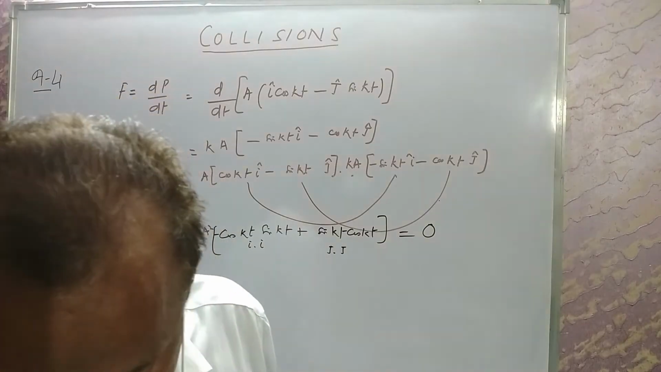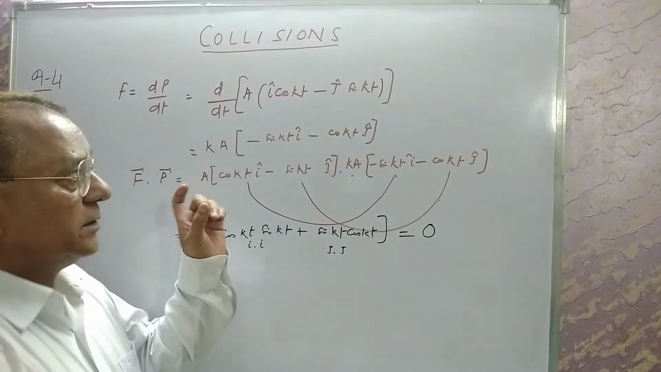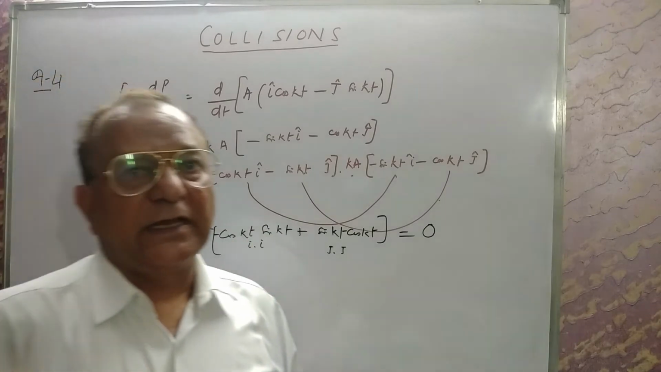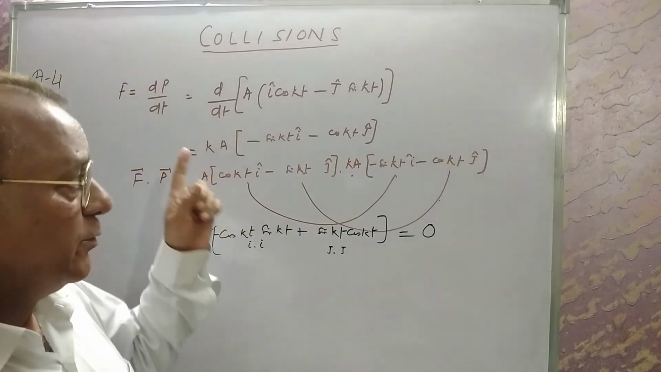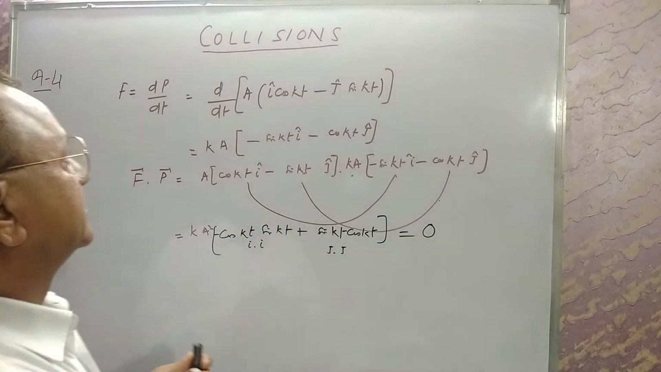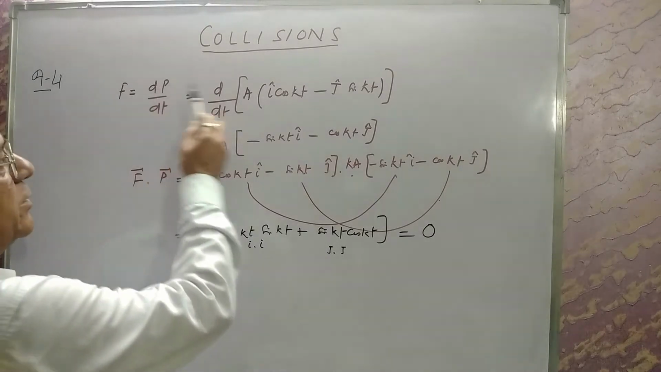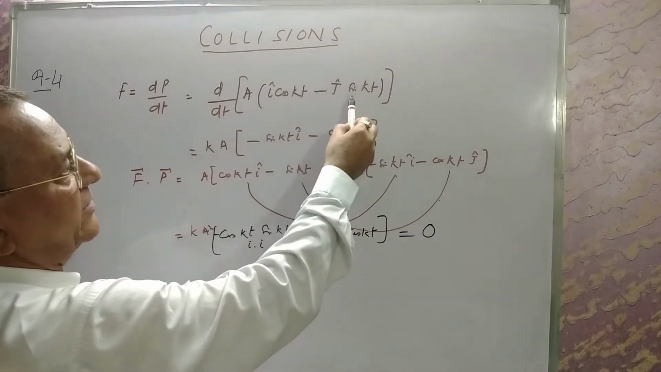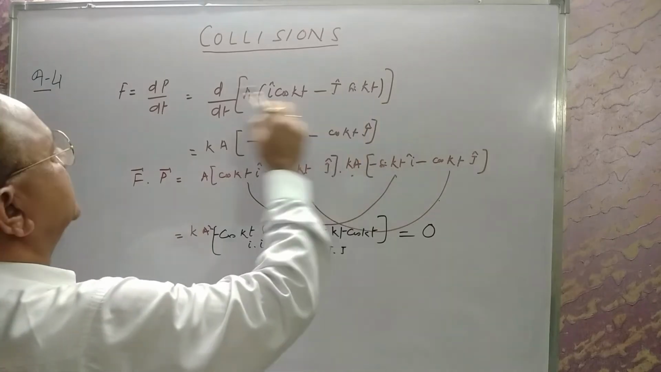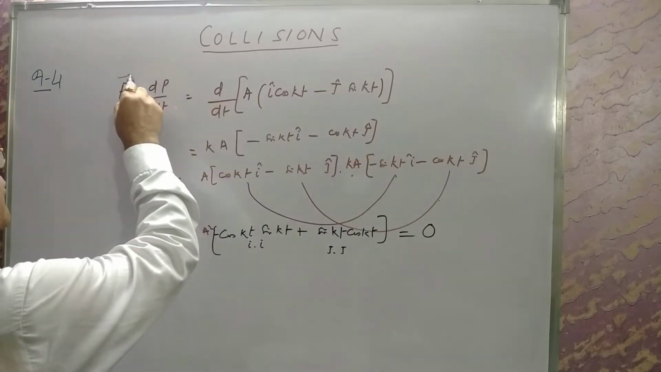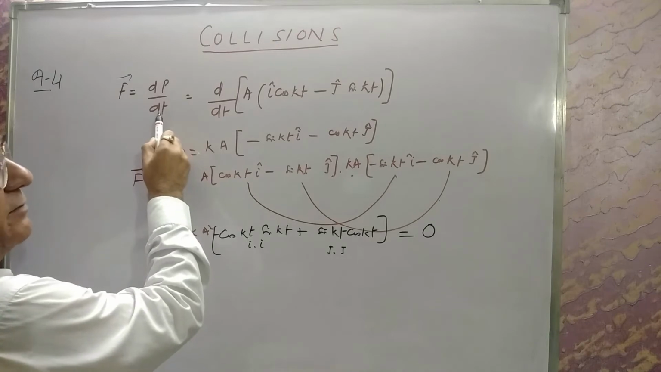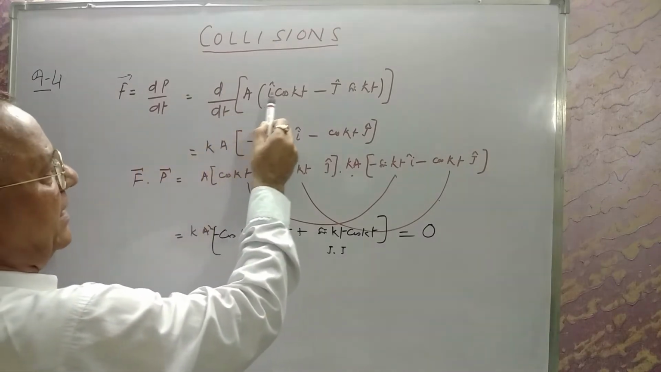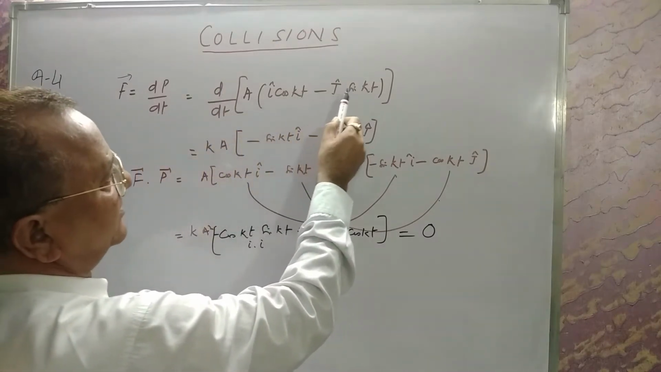Let's discuss answer number 4. There is a very deep mathematical concept here which will help you to solve the question very fast. P is given to you as A I cos kt minus J sin kt. Now you have to find out force. Force is equal to rate of change of momentum, d by dt of A I cos kt minus J sin kt.